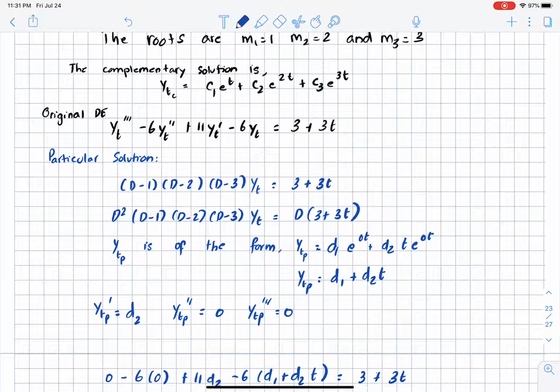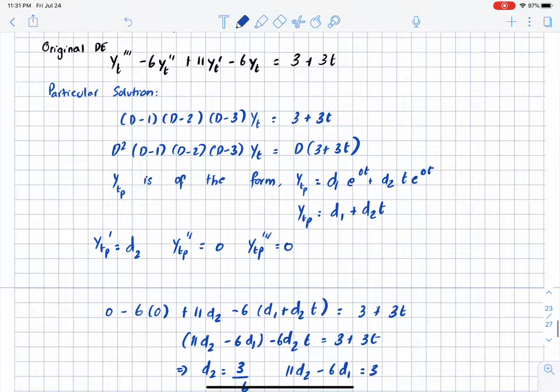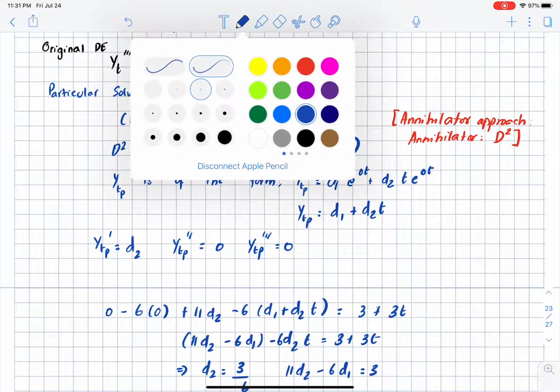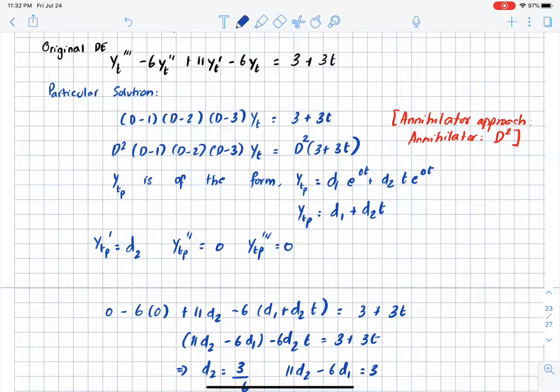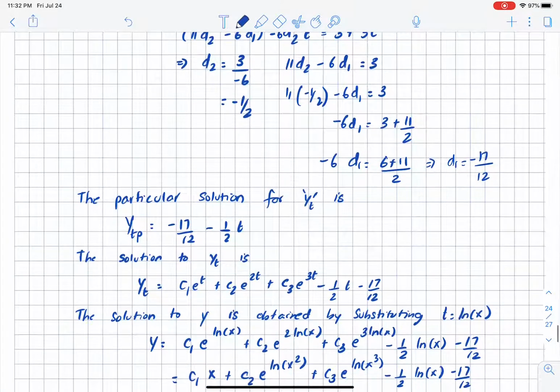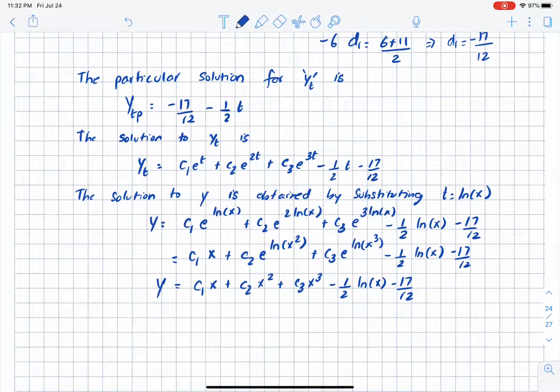Particular solution, initially I started doing variation of parameters, then I looked at the right hand side and realized variation of parameters might be too much for this problem, so I stuck with the annihilator approach. Let me make a note of it here. And the annihilator here that I used is D squared. And D squared we know is going to annihilate both the constant as well as 3t. And you get a particular solution for y(t), combine the complementary and particular solution, and use the substitution to get back to the solution for y.